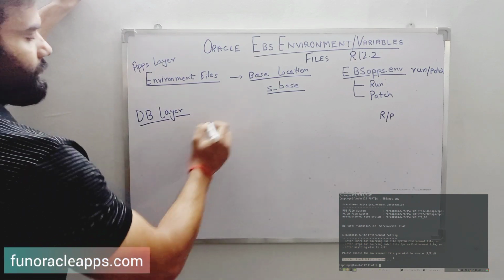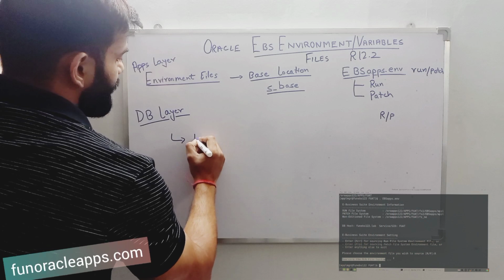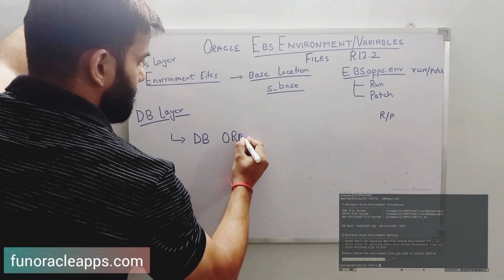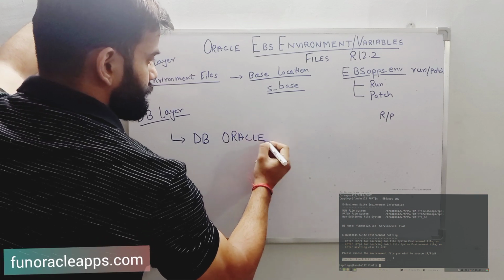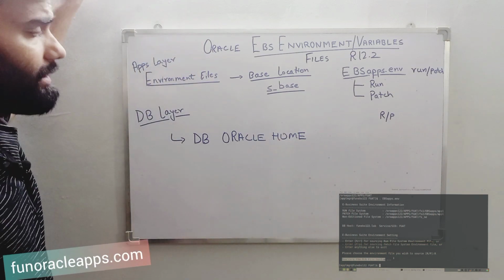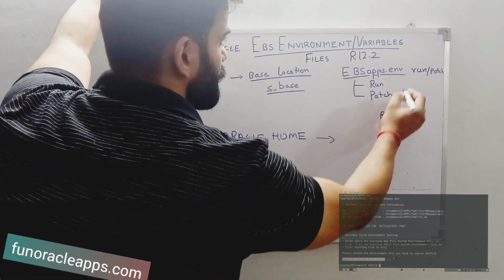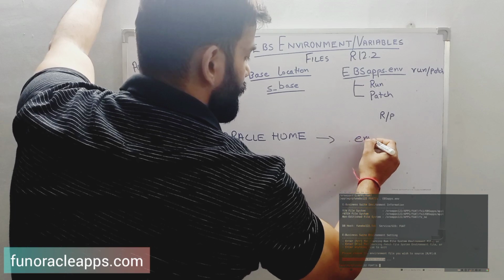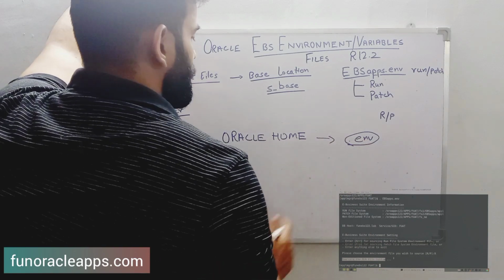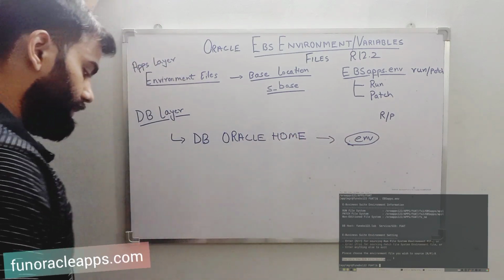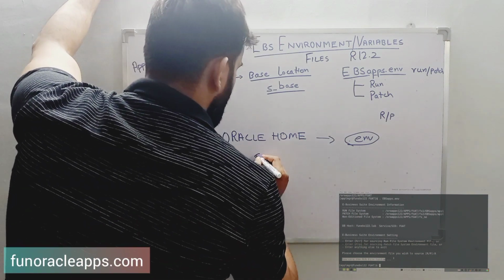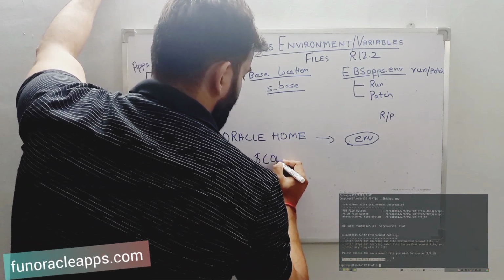So where will that environment file be? At your DB Oracle home, the database Oracle home. In this location, if you go ahead and see, you will find an environment file. In most standards you will see the environment file ending with .env. That is important. That environment file will be named something like, normally many people call it the context name.